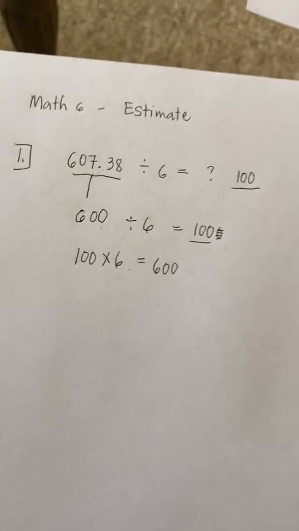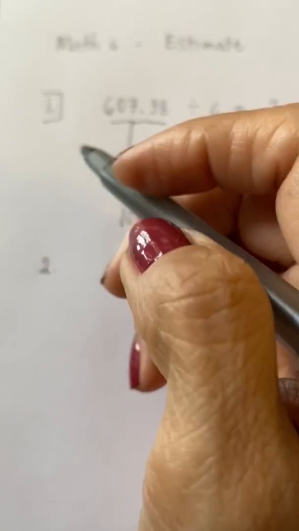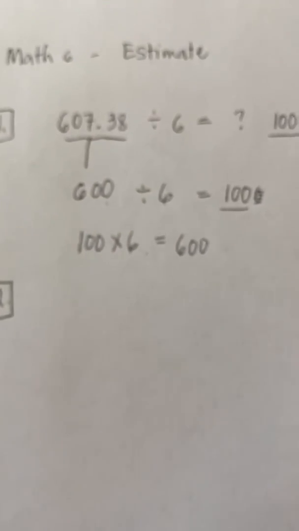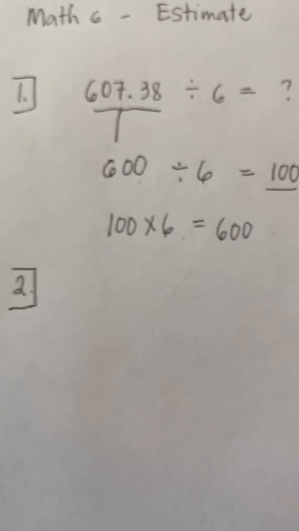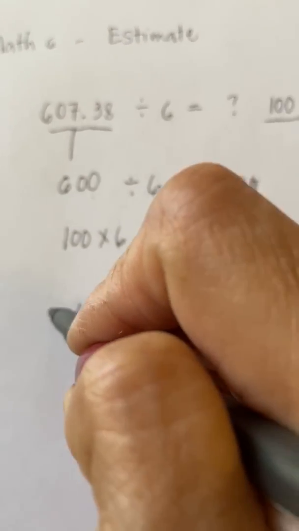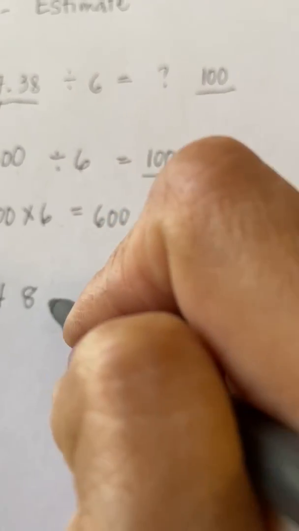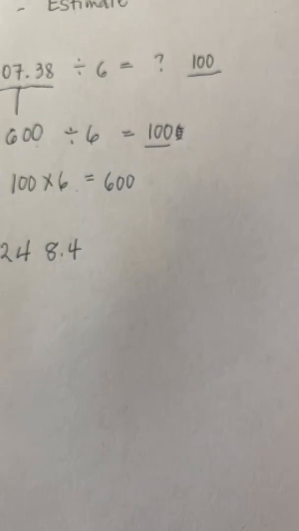Let me go to the second example to make it more clear. I always believe that if we have more examples, we will have a better chance of understanding the concept. So let me have the second number. The second number will be 248.4 divided by 4.